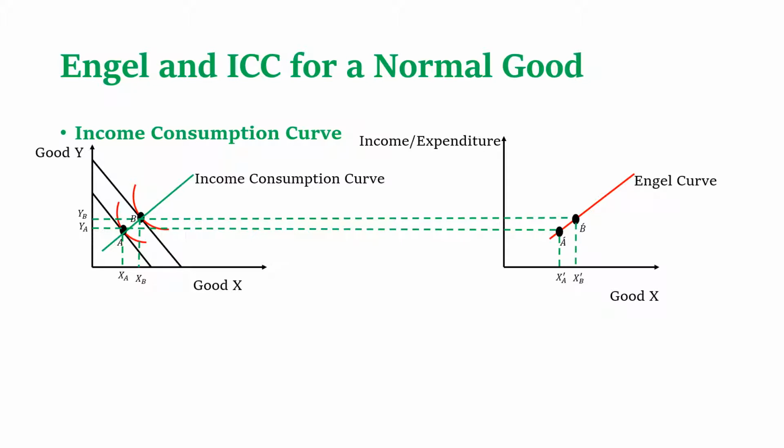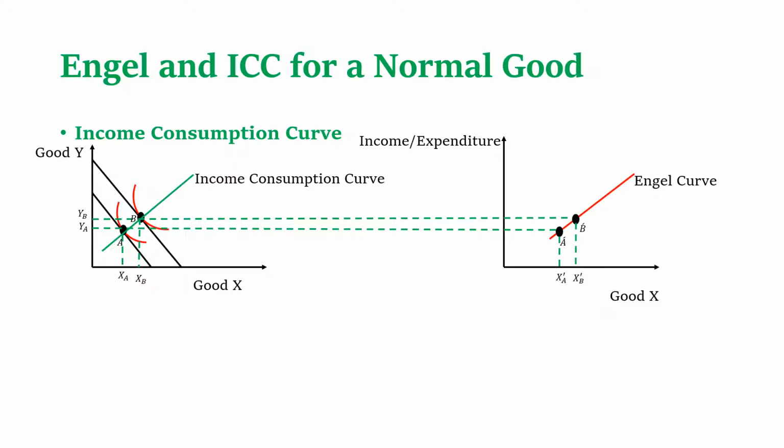Now let us try to derive the Engel curve here. As you can see here, this is the Engel curve for a normal good. The Engel curve for a normal good is upward sloping. It is upward sloping because the consumer consumes more of the good as his income increases. So we expect the Engel curve to be upward sloping.